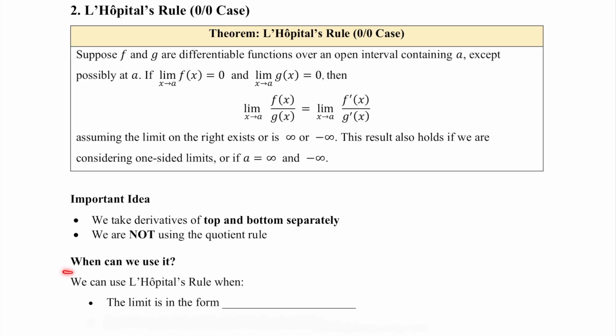So when are we allowed to use the L'Hopital's rule? We can use it when the limit is in the form 0 over 0, or later, infinity over infinity. So that's the main idea behind L'Hopital's rule. In the next part, we'll start applying this rule to actual examples so you can see how it works step by step.